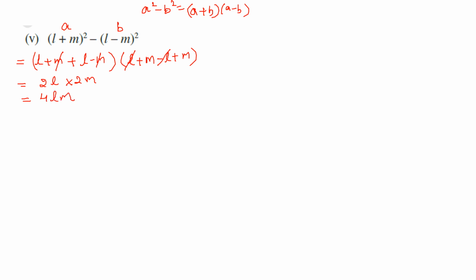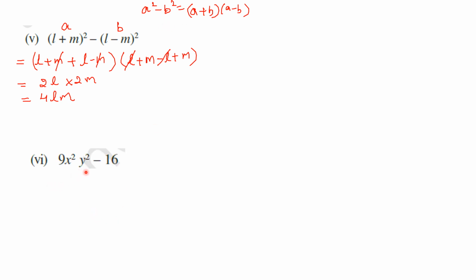Now you can do this factorization in another way also. You can use A plus B whole square and you can expand it. Same way you can use A minus B whole square and expand it. And then you can simplify. Okay, like that also you can do. I have used this identity A square minus B square.